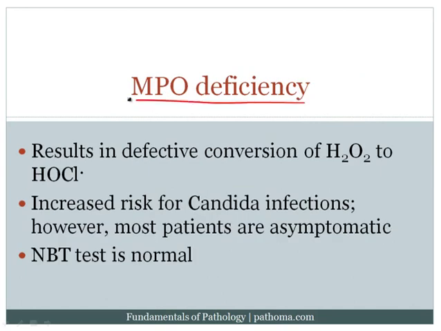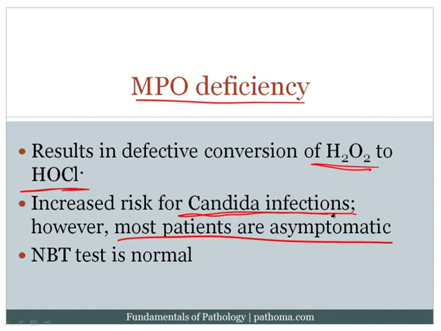Okay, so with that, let's actually talk briefly about the next slide, which is the MPO deficiency. So MPO deficiency results in what? It's a defective conversion of H2O2 to HOCl. I've already explained that to you. And most patients are asymptomatic. However, if there ever is a problem, the problem is usually an increased risk for Candida infections. And high yield, NBT test is normal. So it is important to be familiar with myeloperoxidase deficiency.